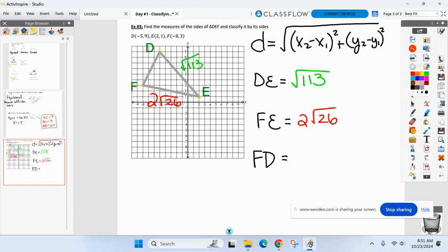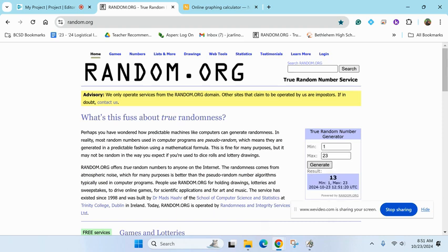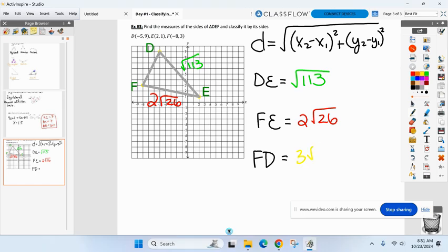And then finally, how about FD? What are we looking at for FD? One more up there, Jesse. FD. 3 radical 5 looks good. 3 radical 5. Everyone all right? Any questions on those 3 sides? All right, now we have to determine what type of triangle it is.